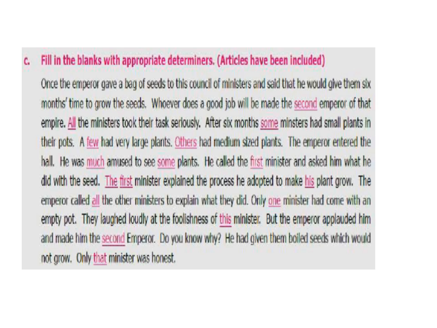Only one minister had come with an empty pot. They laughed loudly at the foolishness of this minister. But the emperor applauded him and made him the second emperor. Do you know why? He had given them boiled seeds which would not grow. Only that minister was honest.